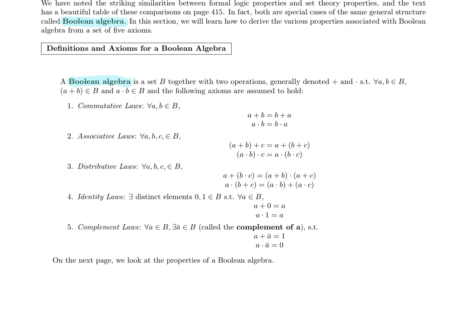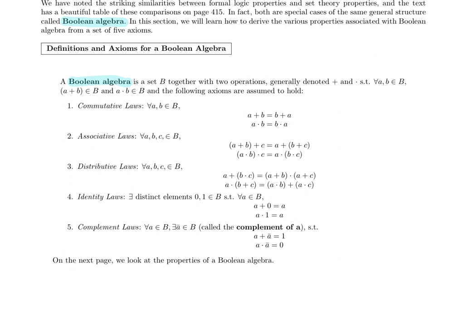And generally in Boolean algebra, the addition is the same as an or, a disjunction in logic, or a union in sets, and the multiplication is an and, or a conjunction in logic, or an intersection in sets. So if we look at what we know from logic and sets applied here, we can see some of these axioms make a lot of sense.